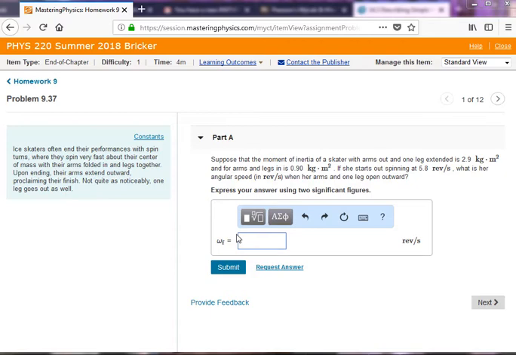Okay, let's get started. So the first one is an angular momentum problem from Chapter 9, so go back to Chapter 9 and read the angular momentum section. In this problem, ice skaters often end their performances with spin turns where they spin very fast about their center of mass with their arms folded in and legs together. Upon ending, their arms extend outward, proclaiming their finish. Not quite as noticeably, one leg goes out as well.